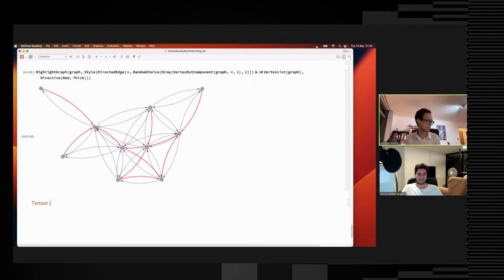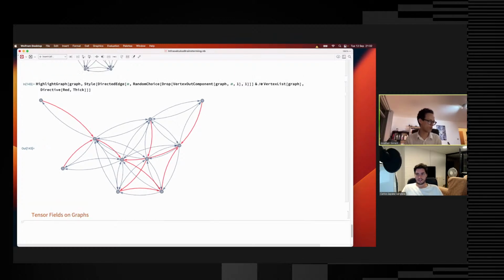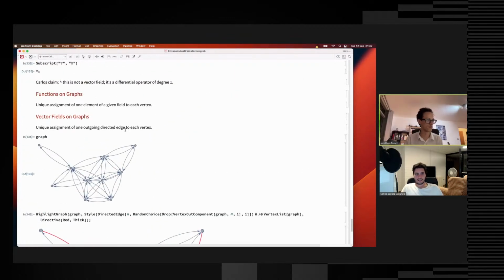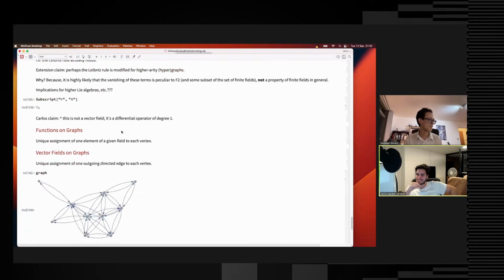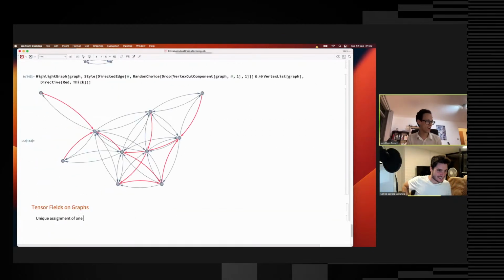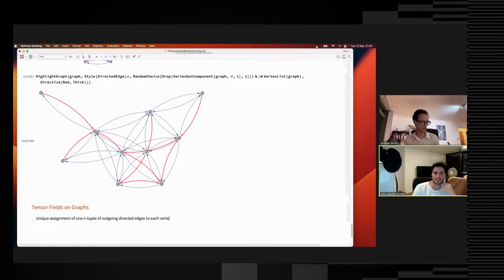I guess the natural thing is tensor fields would be assignments of tuples of outgoing directed edges. Yeah, and that's interesting. Obviously we have the entire textbook of differential geometry definitions to go over. But that's actually interesting: an N-tuple of outgoing directed edges. Okay, here's an interesting question.